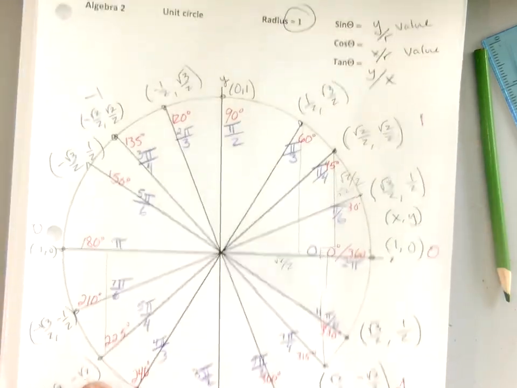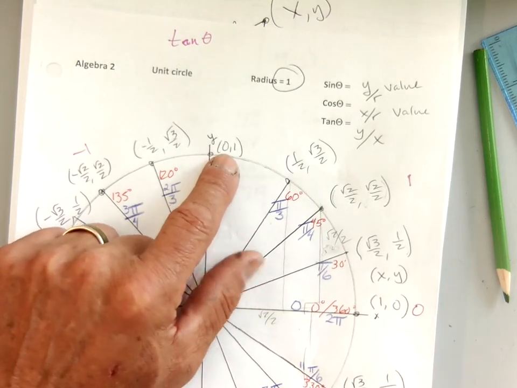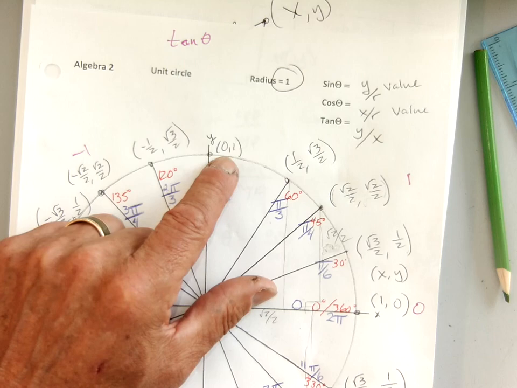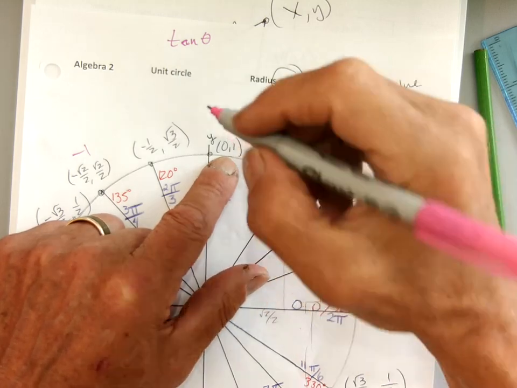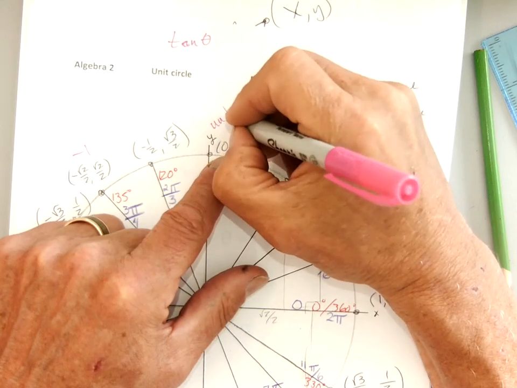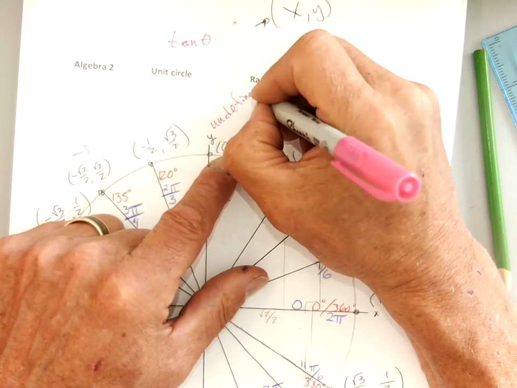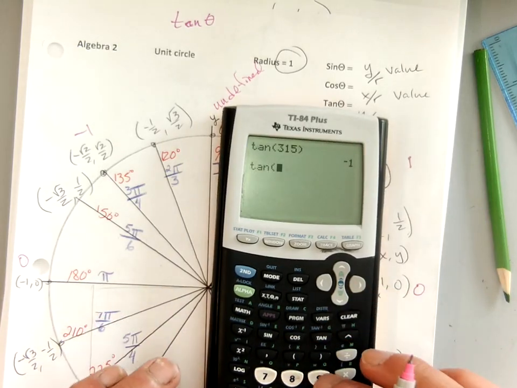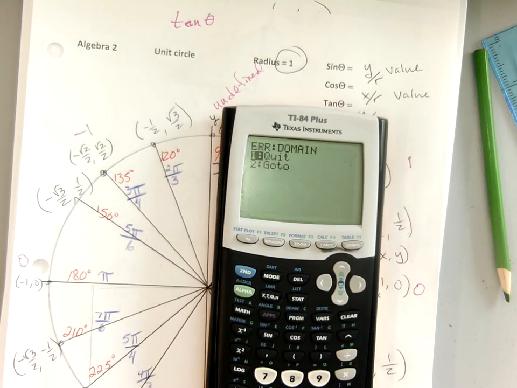Now, let's look at the weird ones. Let's think about Cookie Monster. What is 1 divided by 0? Undefined, right? You can't divide by 0. And even on my calculator, if I try to take tangent of 90 degrees, what do I get? Domain error. You can't do it.